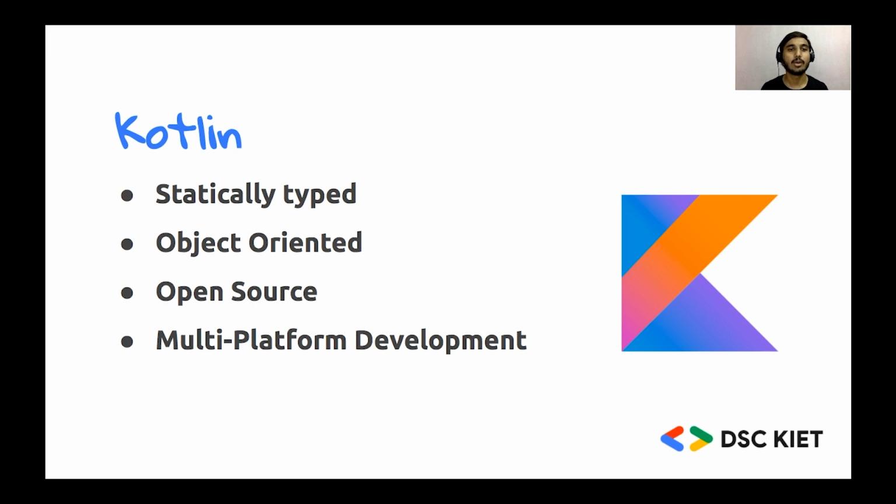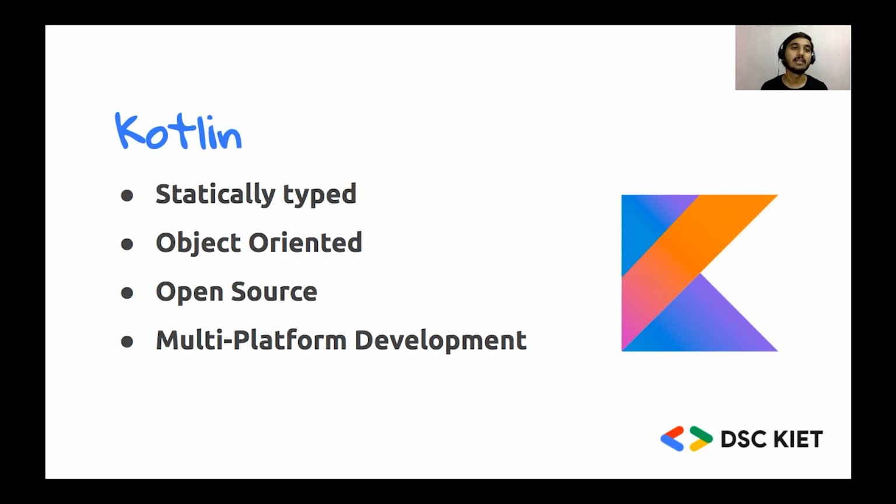So we say that Kotlin is statically typed. What this means is, whenever we are declaring some variable, like suppose we are declaring it as an integer and we are assigning it a string, then it is a type mismatch. Such typos are detected at compile time itself, which prevents a few crashes in your application.